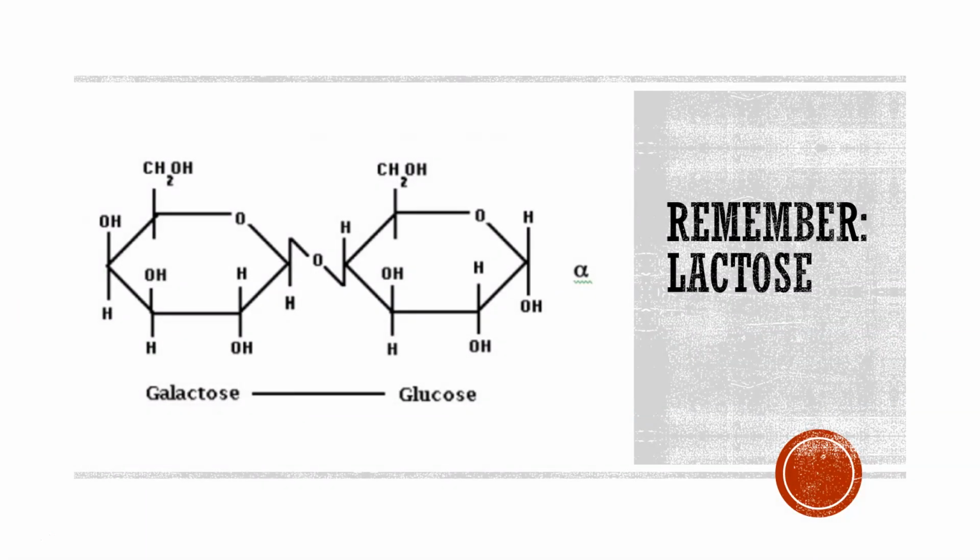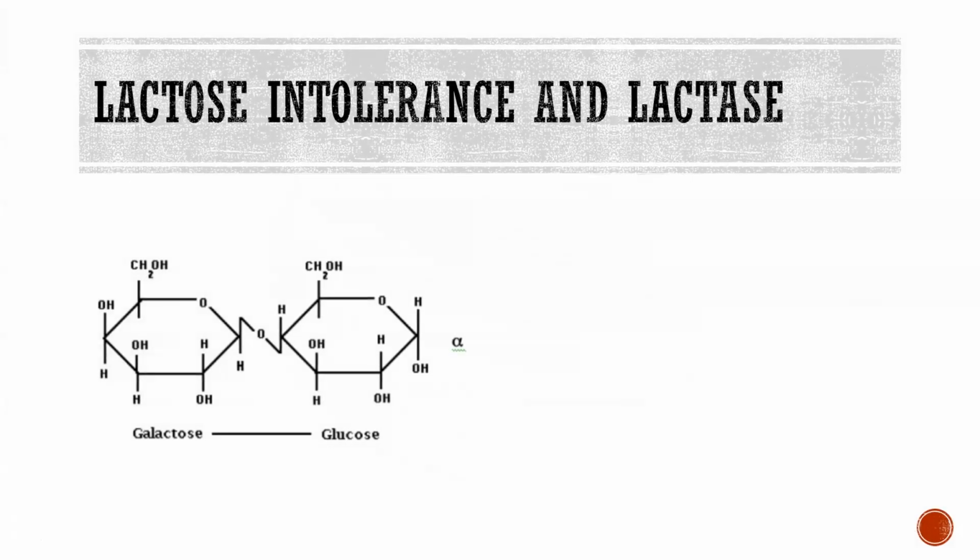Okay, so cast your mind back to our work on carbohydrates, and we are going to look here at lactose. And lactose is a disaccharide produced from the condensation reaction between galactose and glucose. Okay, now there is a condition called lactose intolerance. And this has something to do with the enzyme lactase. So you see that? Lactase, breaking down a lactose.